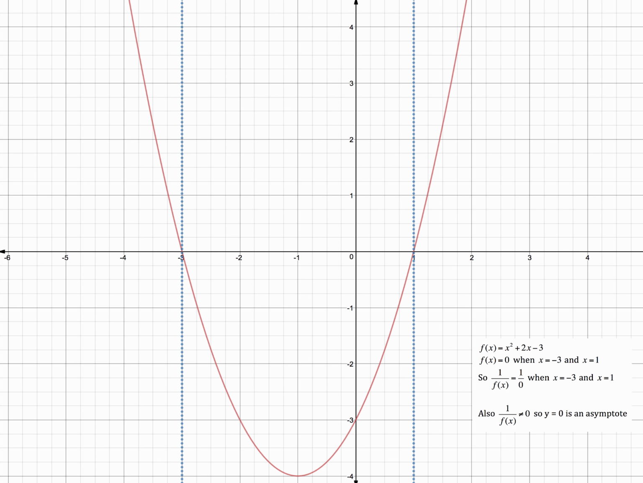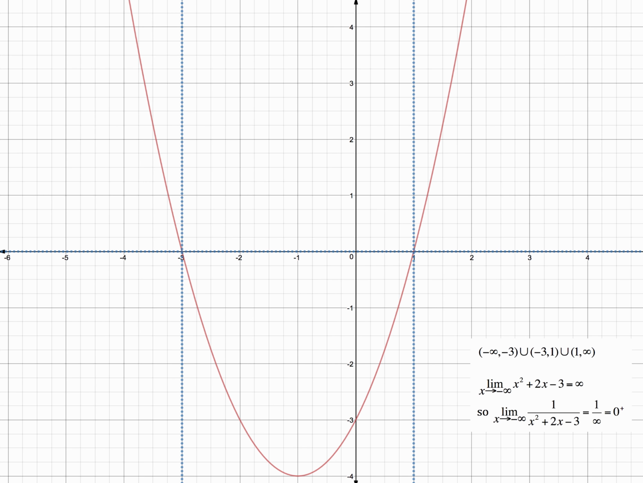Now, all fractions can't equal 0. If there is a positive number on top, it will not be able to be equal to 0. So y will not be able to be equal to 0, which means that we create another asymptote at y equals 0. So our reciprocal function will not cut through these lines. So now what we want to do is work out what happens to our reciprocal function between negative infinity and negative 3, negative 3 to 1, and from 1 up to infinity.